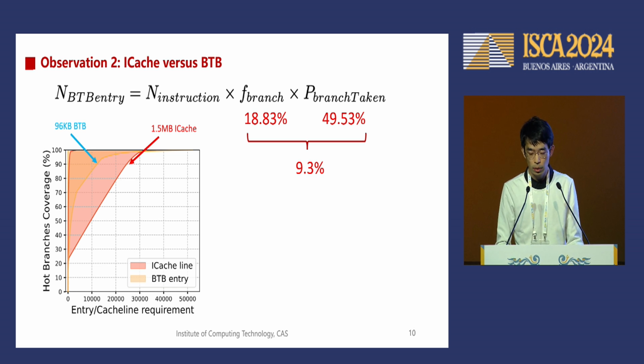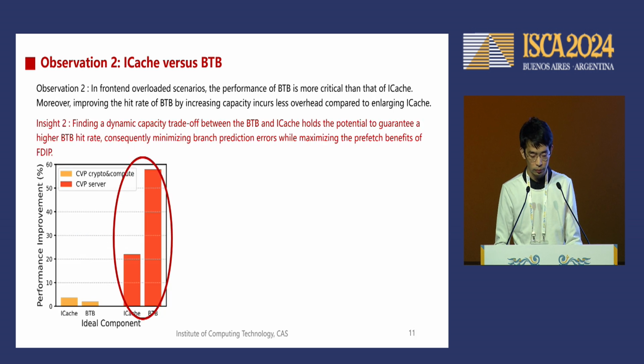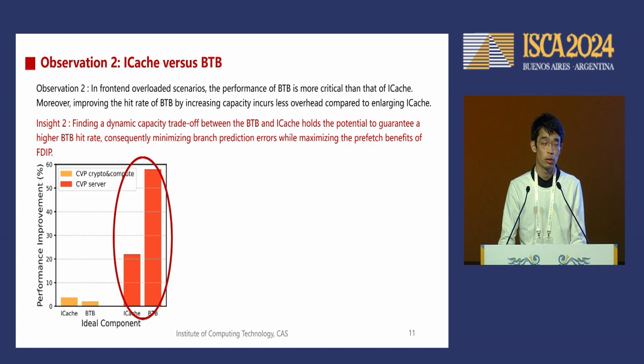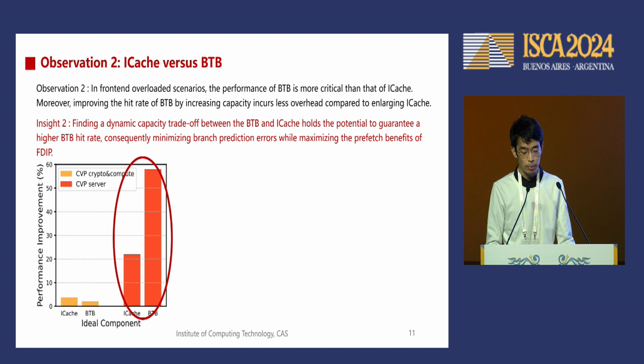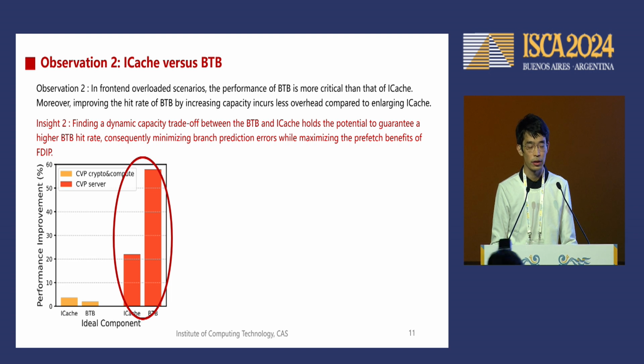In contrast, a BTB with around 96 kilobytes of SRAM can cover 90% of commonly taken branches, as it only needs to store once-taken branches. And we find that only around 18% of the instructions are branches, and only half of them are once-taken. Improving the BTB hit rate not only reduces the expensive branch prediction errors, but also helps FDIP more effectively prefetch instructions to compensate for the insufficient capacity of iCache.